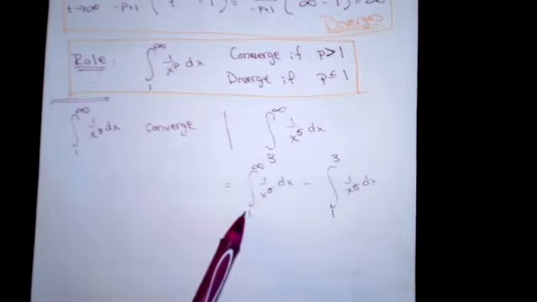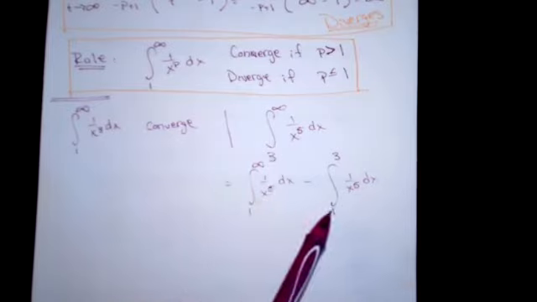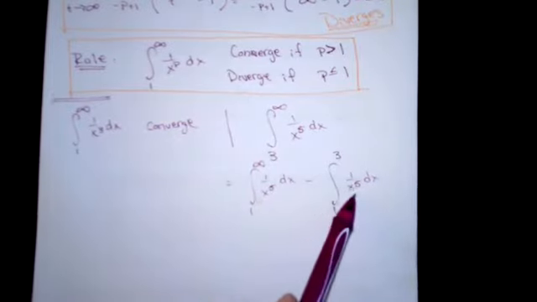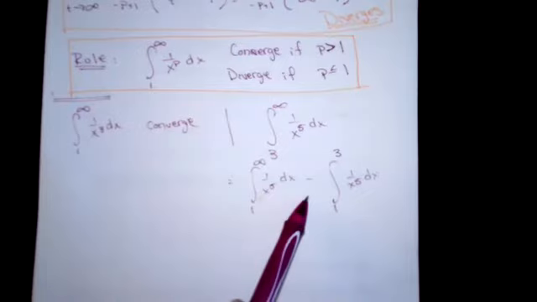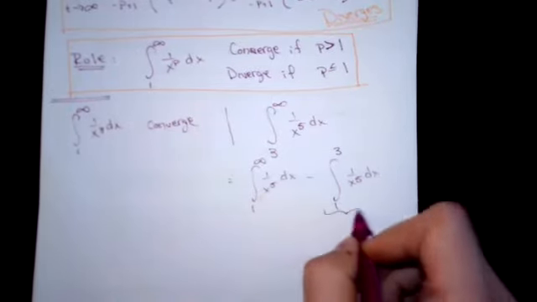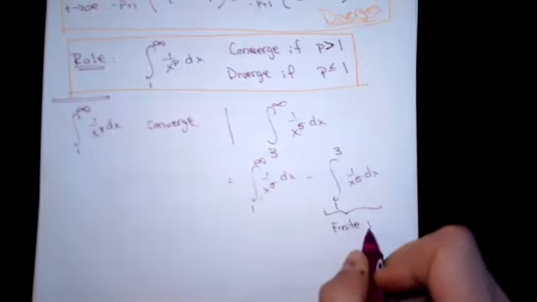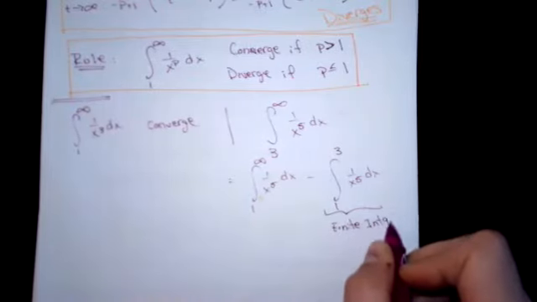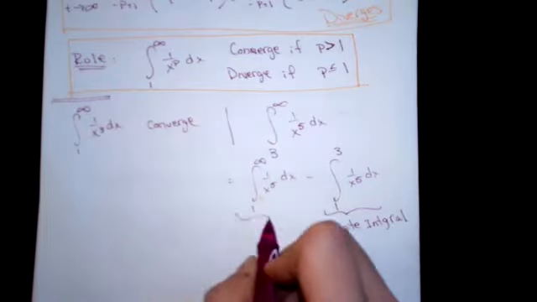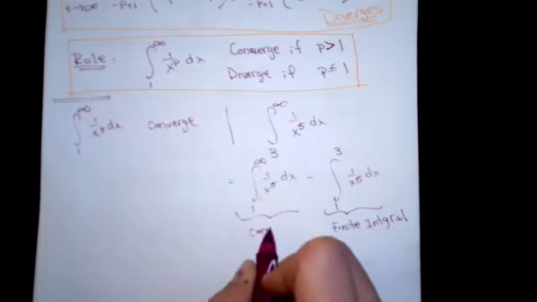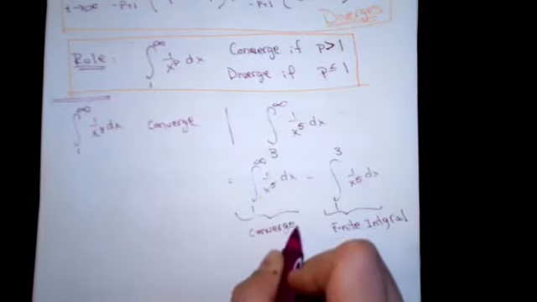Now, if I just change the bound to 1 to infinity, but I started at 3, so if I subtract off the integral from 1 to 3 of this guy, we get the same thing. And of course, this is just a finite integral, which is fine. No problems there. And I know that this guy converges. So since both of these numbers are finite, the whole thing will converge.